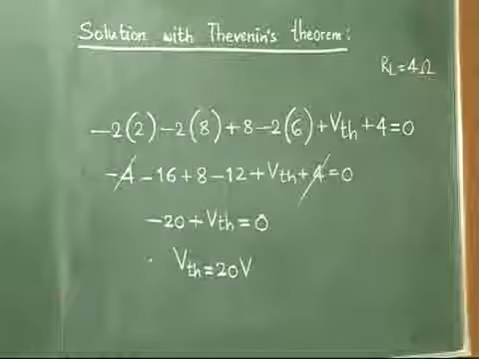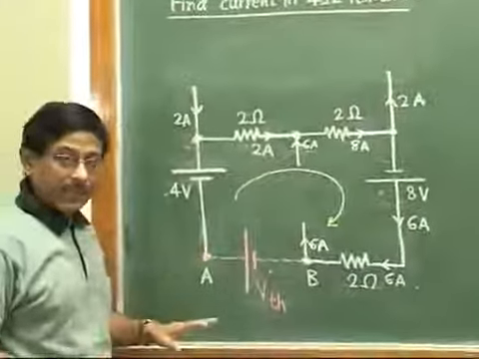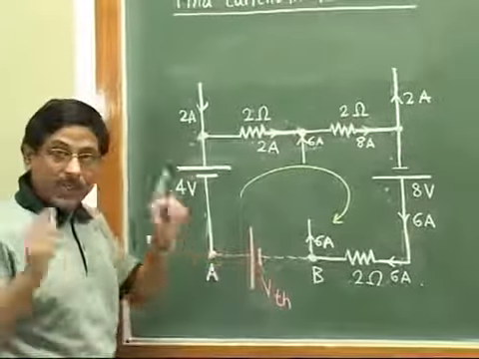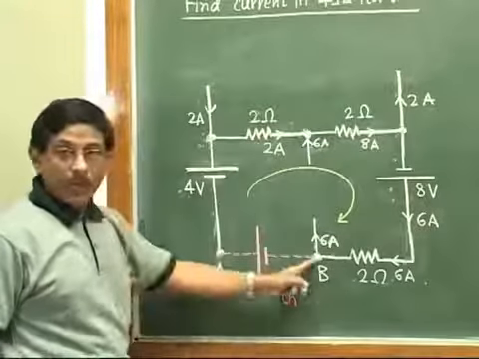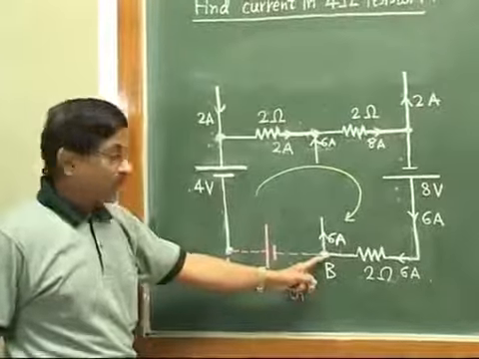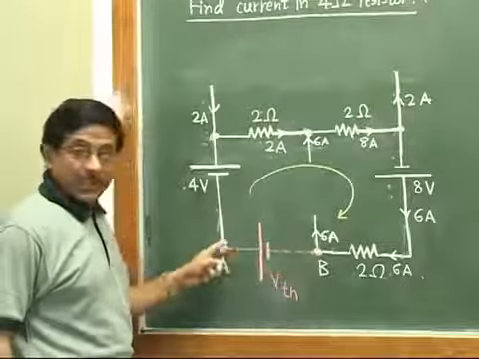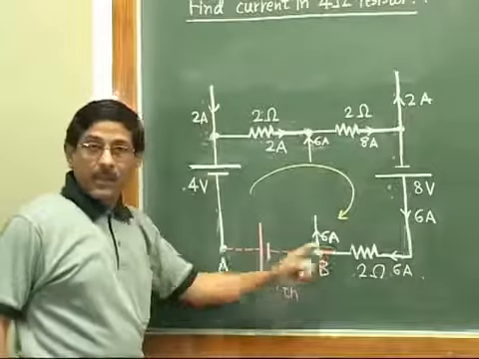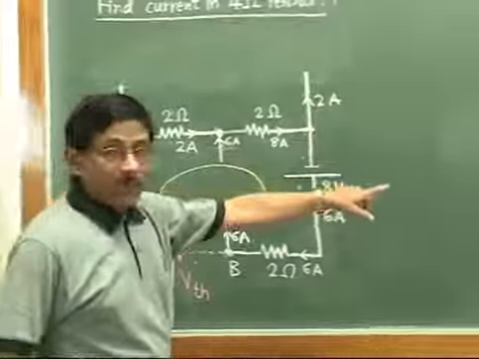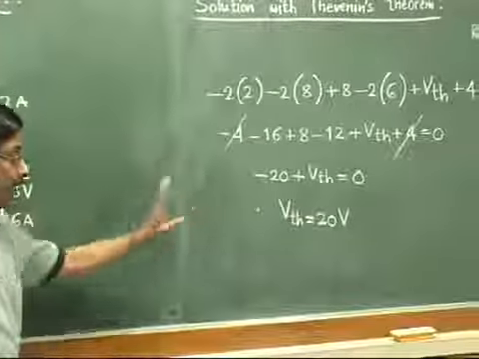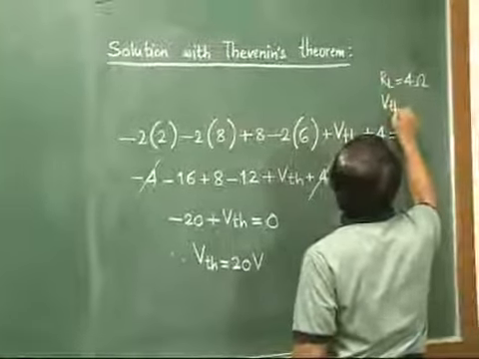And since we are getting plus value, that means whatever polarities we had shown earlier blindly, those polarities must be correct. That means point A must be at higher potential, B must be at lower potential. Means in actual practice, when 4 ohm resistance is connected or it is replaced, then the current would be flowing from A to B. That would be the final answer. But now we are interested in value of VTH, and that we have calculated. So here I will write VTH is calculated as 20 volt.